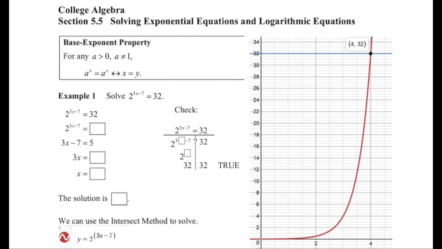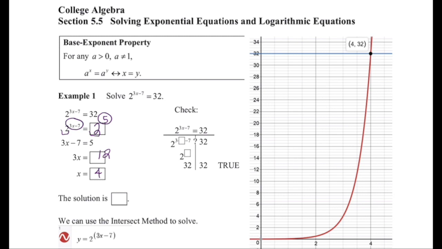I can rewrite 32 using a base of 2, so a base of 2 to the power of 5. And now that my bases are the same, I can set my exponents equivalent to each other, such that 3x minus 7 is equal to 5. When I add 7 to both sides, I have 3x is equal to 12. And when I divide by 3, x is equal to 4.